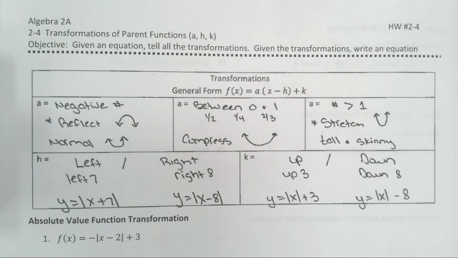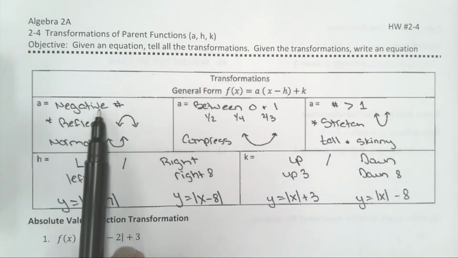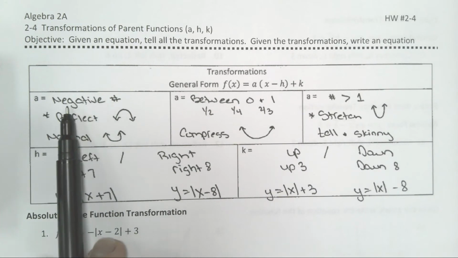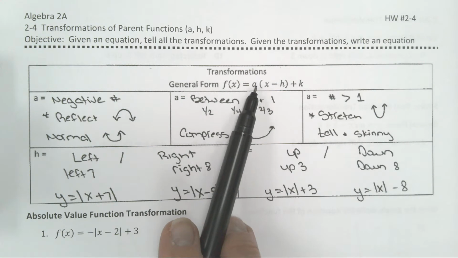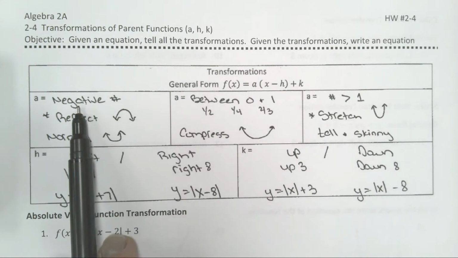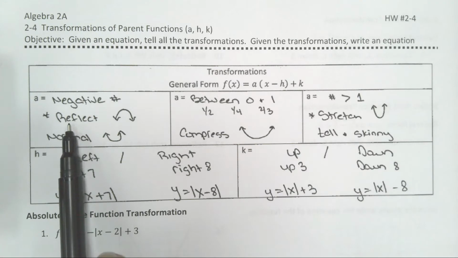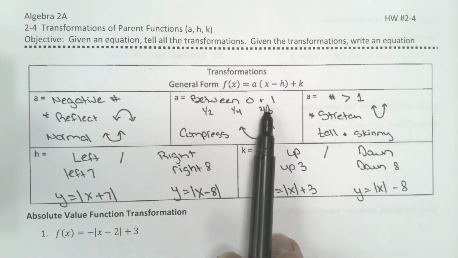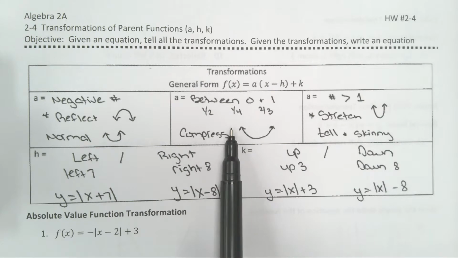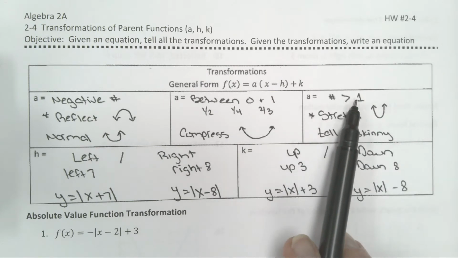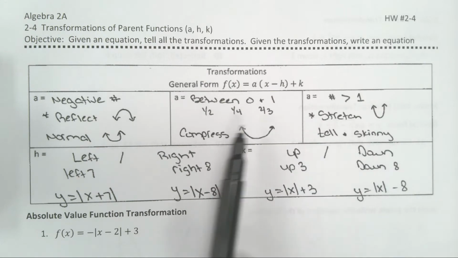Hey, Algebra 2, we're going to move on and we are going to now write equations given words. So before we do that, let's review. If A, the number in front of your grouping symbol, is a negative, that means it's going to reflect. If A is a number between 0 and 1, it's going to compress. And if A is a number bigger than 1, it's going to stretch.